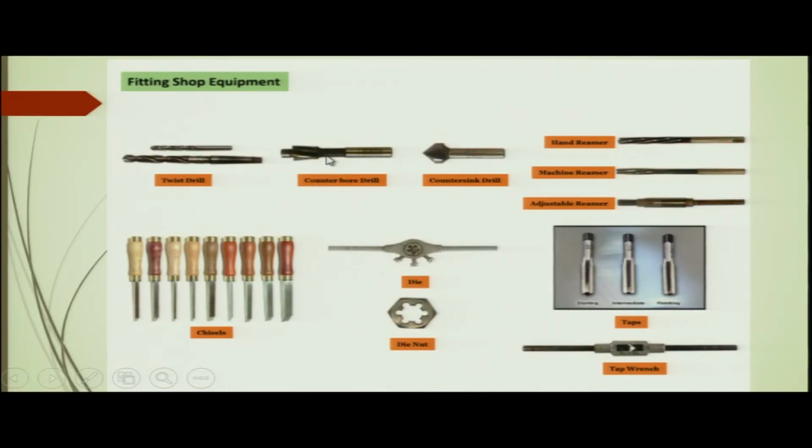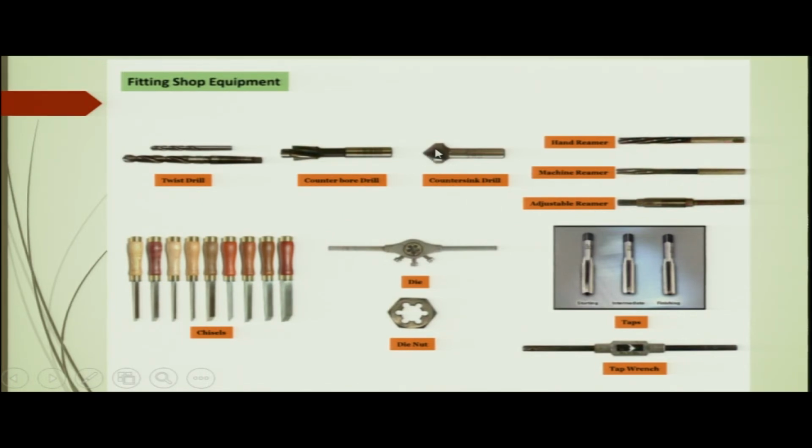Here you can see the counter bore drill. The counter bore drill drills a hole of two different diameters. Here you can see the diameter of the drill is different from the diameter of the drill here. So, when this entire drill is driven into the workpiece, two diameters are made together, and the diameters of these two holes will be different. So, two holes of different diameters are made by the counter bore drill.